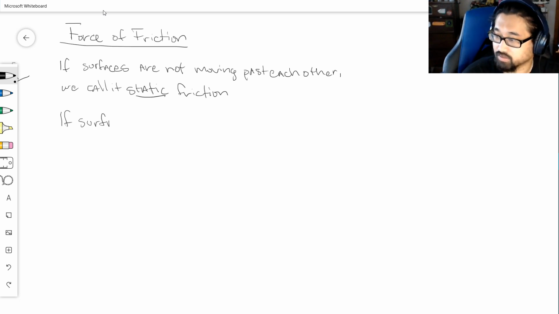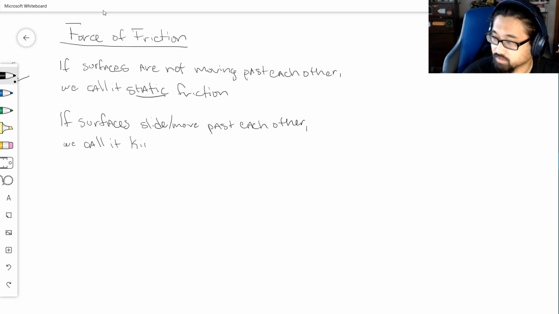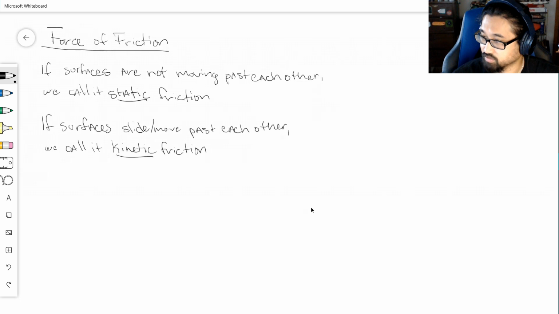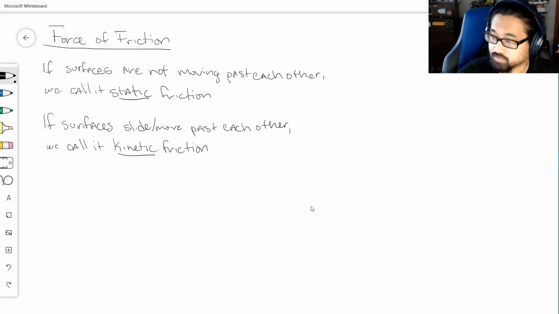If surfaces slide or move past each other, then we call it kinetic friction. Right, and I bring up these definitions because you're going to see some keywords and key phrases, and as you read and as you kind of think about how this works, hopefully it will make a little more sense.